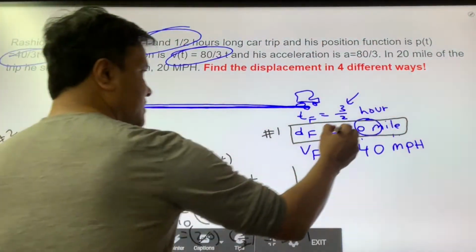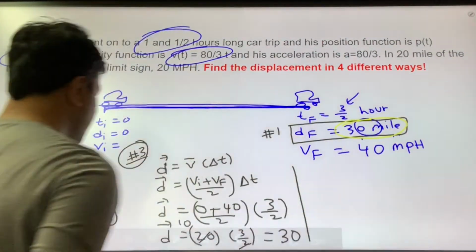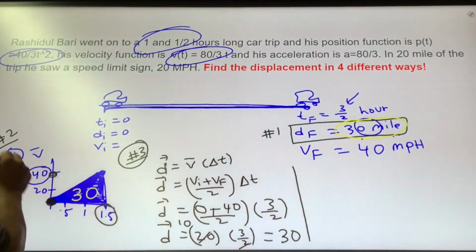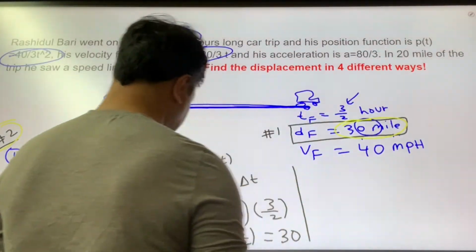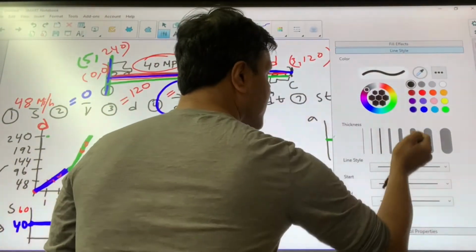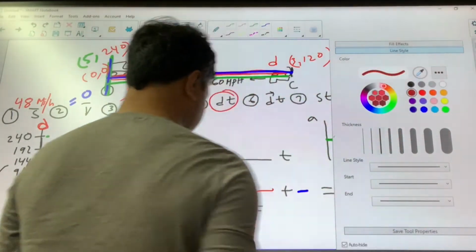This is the first way. This is the second way. This is the third way. Now we're going to find the fourth and final way to find the displacement.